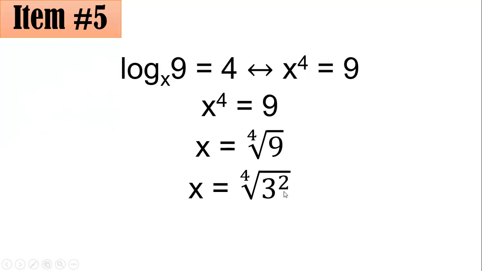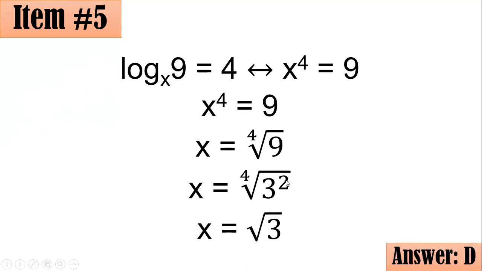And if you are utilizing your laws now of radicals, it's understood that you will divide both the index of the root and the exponent here with their GCF to simplify it further. The GCF of 4 and 2 is 2. That's why you have x is equal to 4 divided by 2, which is 2 here. But if it's not mentioned, it's understood to be 2. And the exponent of 3, 2 divided by 2 is 1. That's why you have square root of 3. And if you answered D, great job.